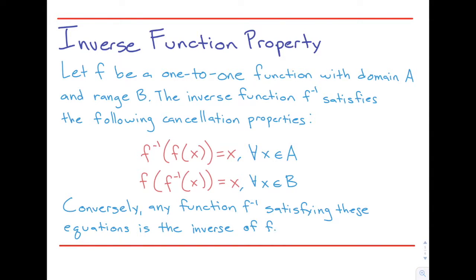Let f be a one-to-one function with domain A and range B. The inverse function f inverse satisfies the following cancellation properties. F inverse of f of x equals x for all x in the domain A, and f of f inverse of x equals x for all x in B. Conversely, any function f inverse that satisfies these equations is the inverse of f.